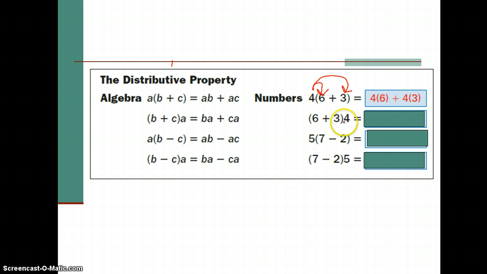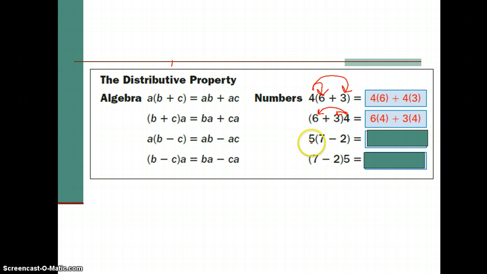No matter where the multiplication is, you can do this for any number as long as there's an addition or subtraction sign inside the parentheses. So here's the 4 that's being multiplied because it's next to parentheses. I can multiply that by the 6, put the addition sign in between, and then do 4 times 3. Again, the order of the numbers does not matter because of the commutative property.